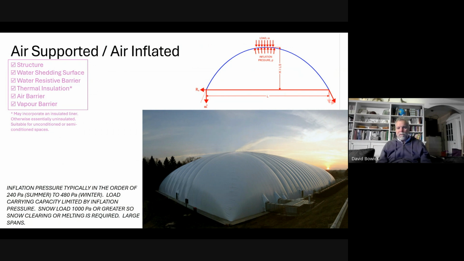The proportions are extremely important. We're using a height of roughly a third of the span for an air-supported structure. And you can imagine that, if we have 0.48 kPa of inflation pressure, that's got to go somewhere. That goes into the boundary foundations. So the uplift on this thing is huge. The foundations need to be able to take it. So the foundation demand for an air-supported structure is very high.